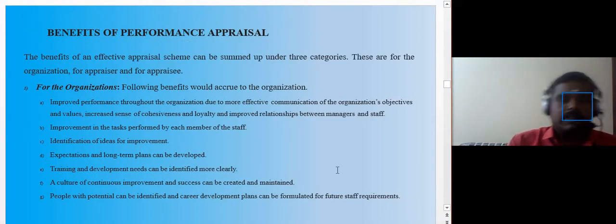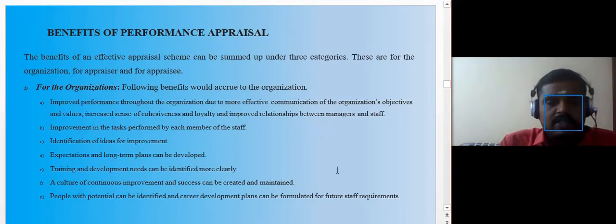The benefits of performance appraisal. What are all the benefits for the organization? What are all the benefits for the employees? What are the benefits for the society? And what are the benefits for the stakeholders?